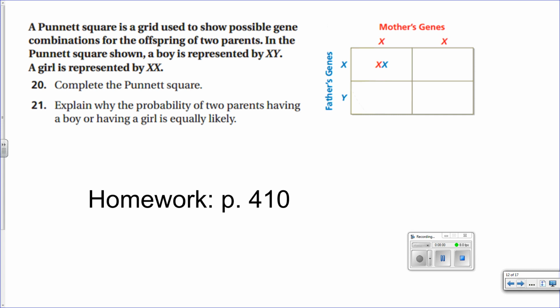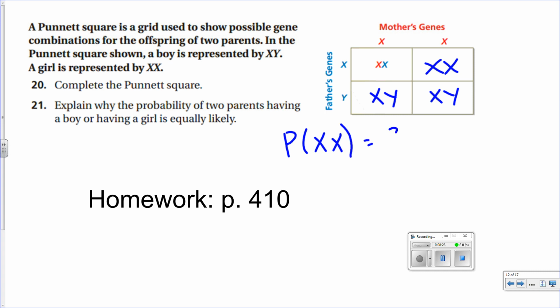So on the bottom of your notes, the Punnett square is a grid. It shows the possible gene combinations for the offspring of 2 parents. In the Punnett square, boy is represented XY, and girl is XX. So completing this, we're going to have another XX here, and an XY, and an XY. So explain why the probability of 2 parents having a boy or girl is equally likely. Well, we'd say the probability of a girl is 2 out of 4, or 1/2. The probability of a boy is also 2 out of 4, or 1/2.